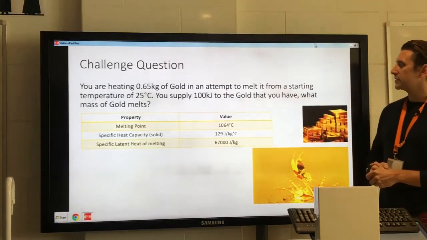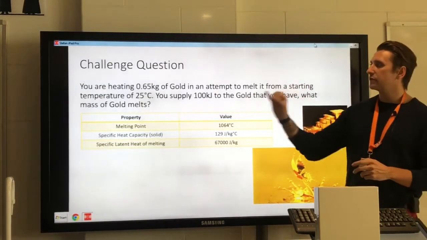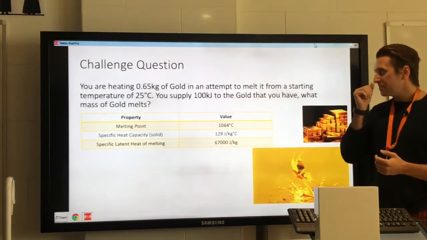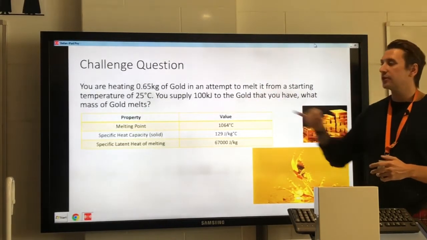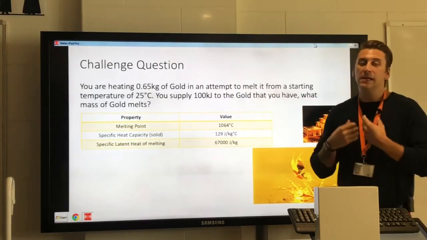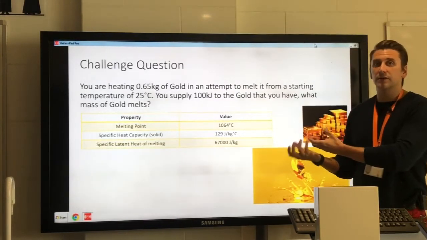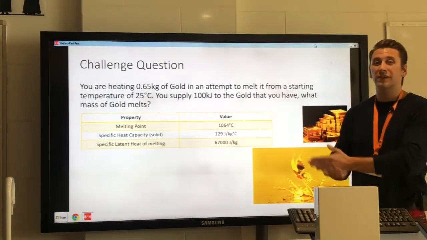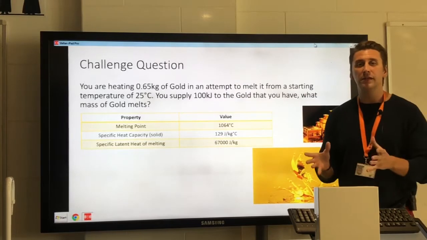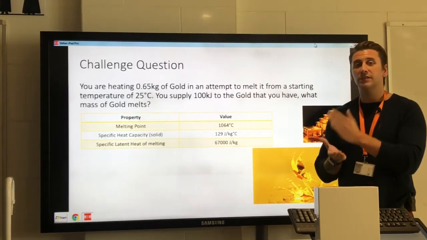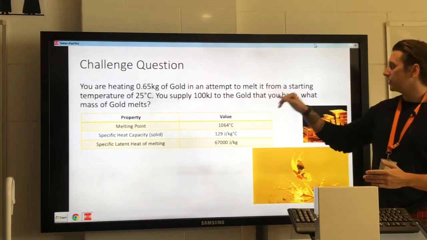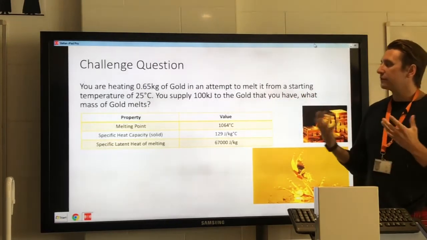In an attempt to melt it from a starting temperature of 25 degrees Celsius, so at least I know the starting temperature. It says you supply 100 kilojoules, or kJ. Now immediately what I might do in my exam is write down that that must be converted from 100 kilojoules to 100,000 joules, or use the prefix for kilo, which is times 10 to the power 3. So energy is 100 times 10 to the power 3 joules, or 100,000 joules, to the gold that you have. What mass of gold melts?